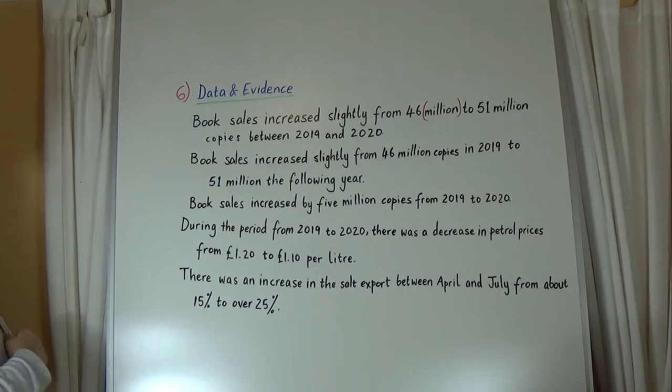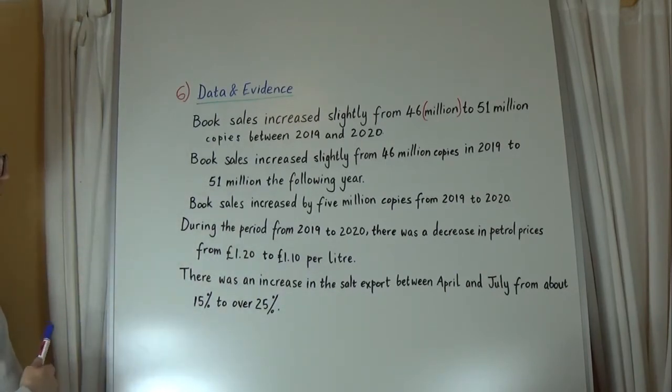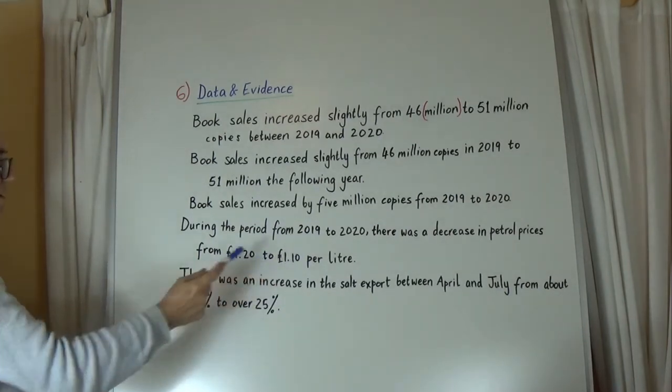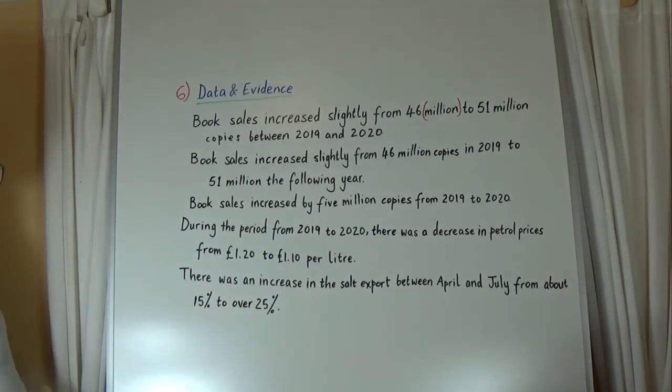Book sales increased by 5 million copies. Again, we're telling the amount, the specific number. Here we're talking about the price or the cost per litre. And here we're giving specific percentages. And this is what the examiner will be looking for when you give your data and evidence in relation to the graph, whether it's a line graph or a pie chart or whatever they give you. This is the kind of thing that the examiner will be looking for.